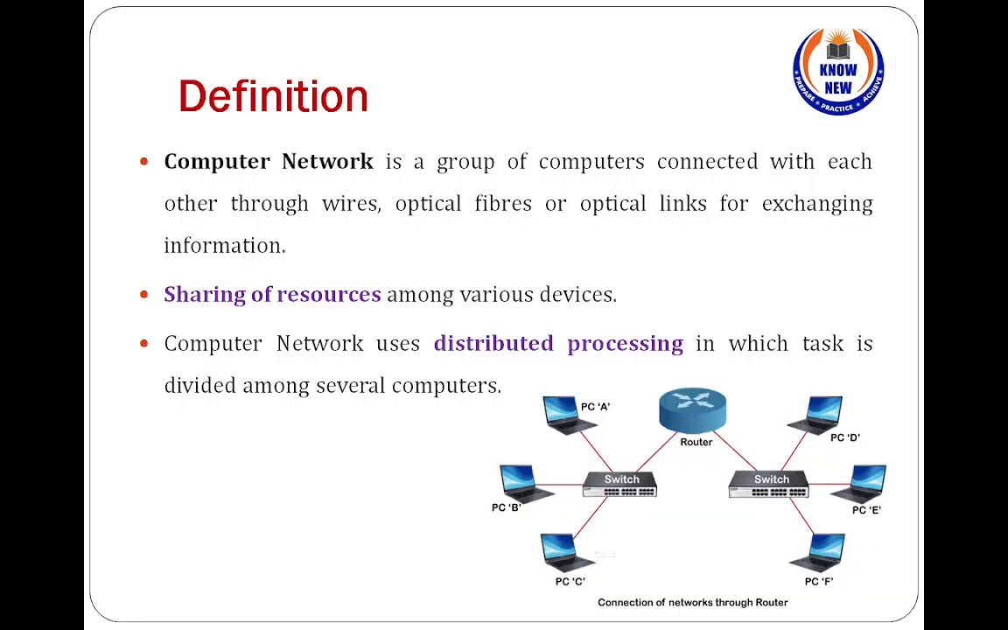The first one is the definition of computer networks. As you know, it's a collection of computers connected together in order to access or share some kind of exchange of information. That's the main objective behind it. The main objective is the sharing of resources.